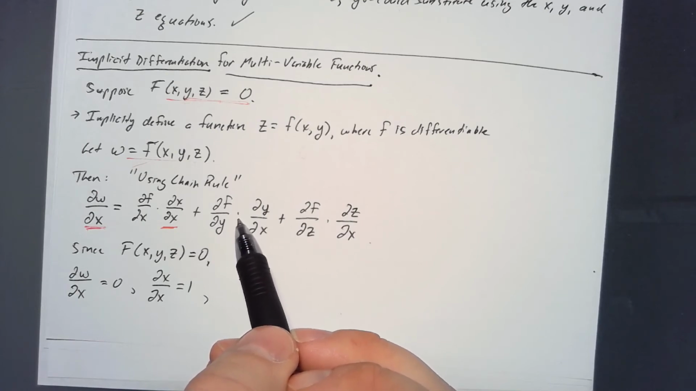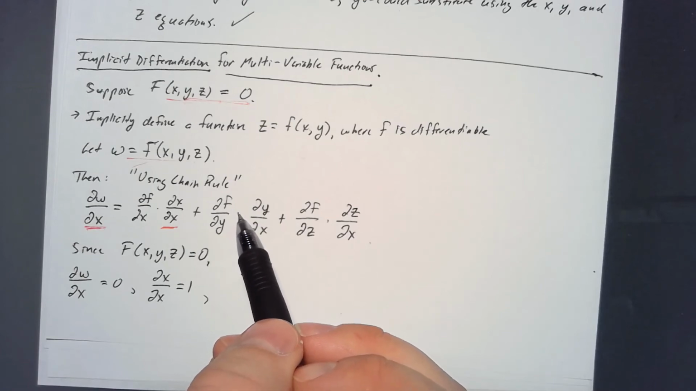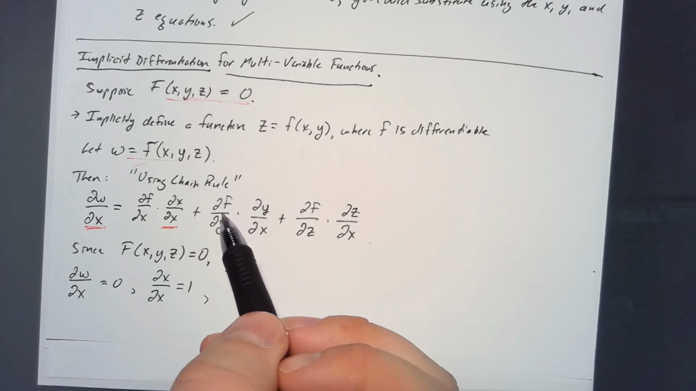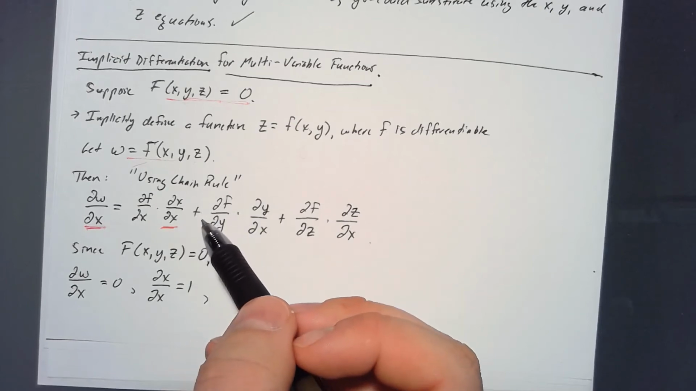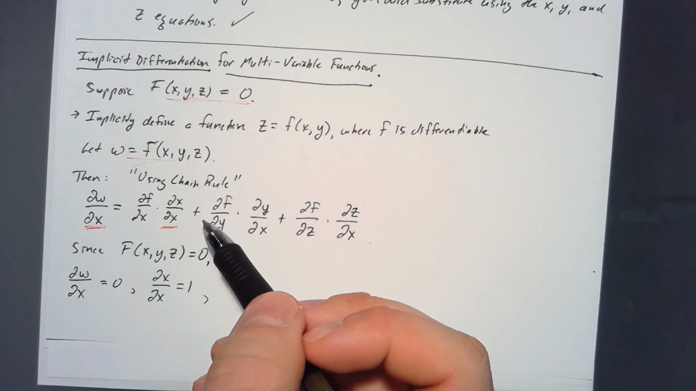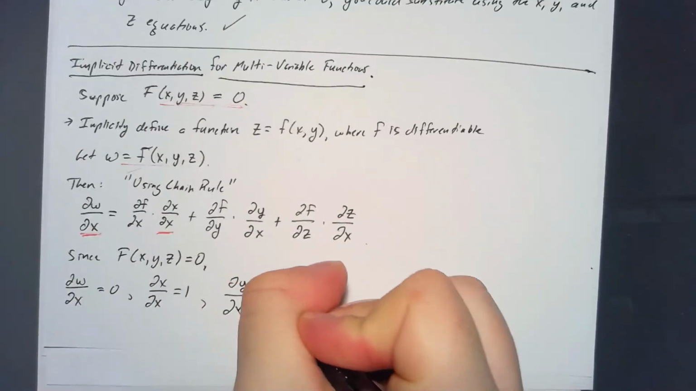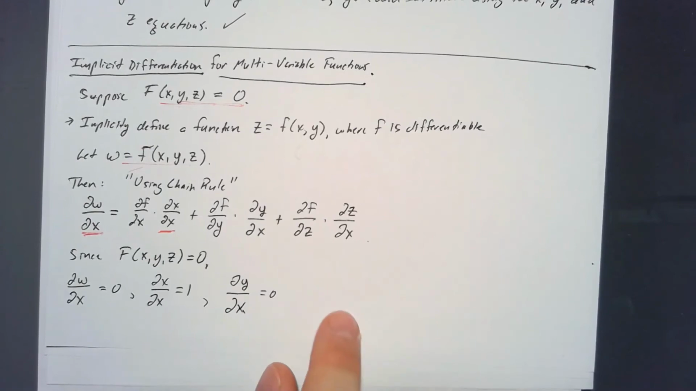hold on one second. Did I say dy/dx must be 0? I think I mean df/dy should be 0. No, dy/dx is also equal to 0.